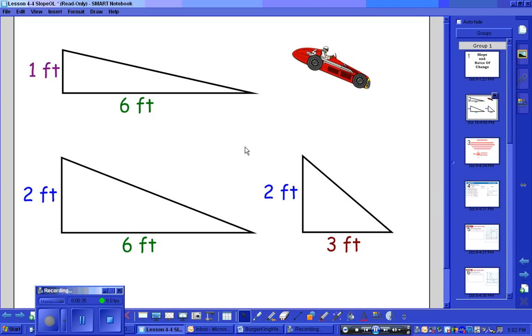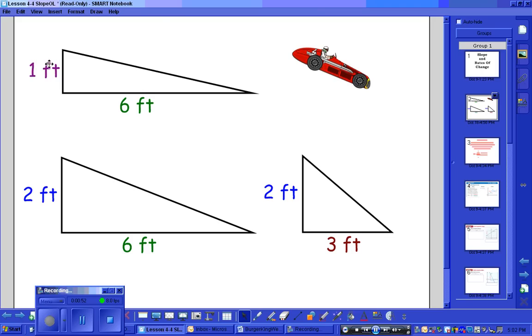When we talk about that in math, that's what we refer to as the slope of a line. You can find the slope of a line by looking at the ratio. Which of these three triangles has the greatest ratio of height compared to the distance that the car rolls horizontally?